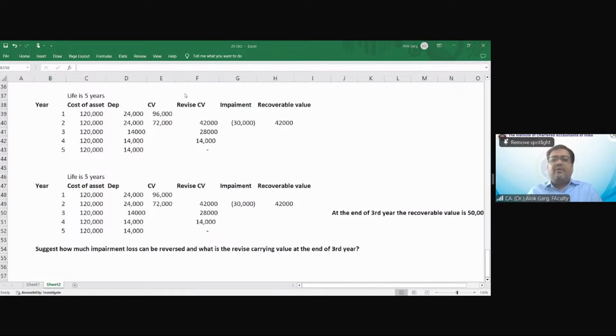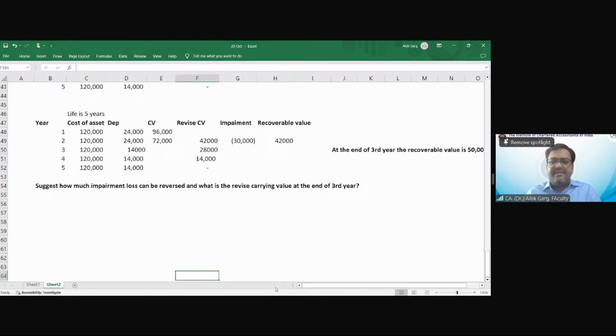Okay. My question is, 30,000 impairment loss was charged in the second year. When we come to the end of the third year, we found that the recoverable value is 50,000 and my carrying value is 28,000. So it is more by 22,000. My question is how much impairment loss will be reversed? We have booked an impairment loss of 30,000. 20,000, because the reversal amount is only 22,000.